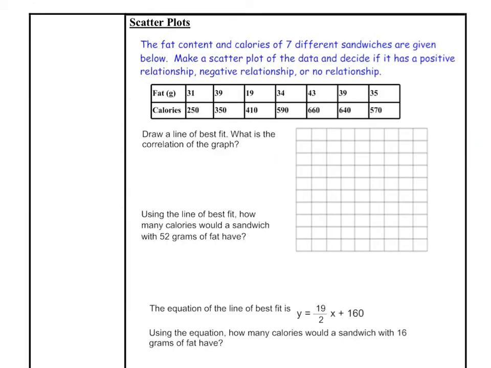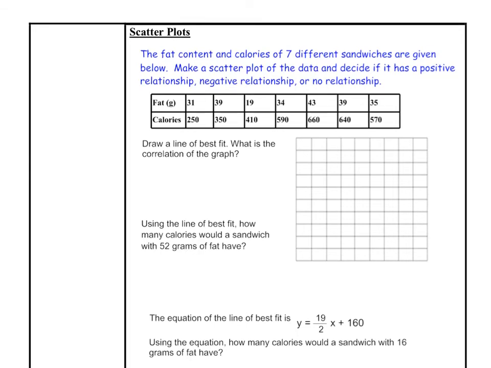Now on to scatter plots. The fat content and calories of 7 different sandwiches are given below. Make a scatter plot of the data and decide if it has a positive relationship, negative relationship, or no relationship. X is going to be my fat content, and Y will be my calories.